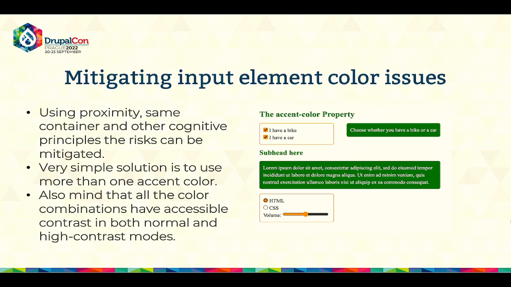But here is another example. The colors are not so nice here, but I used a different accent color to get away from the similarity of color, and also put those boxes, which are not always so nice looking, to create this same container principle. So it's a very simple thing we can do. And when using color, of course, we also need to bear in mind that the color combinations need to be accessible in different color modes, so in normal and in high contrast modes.